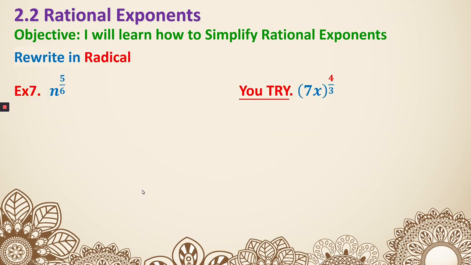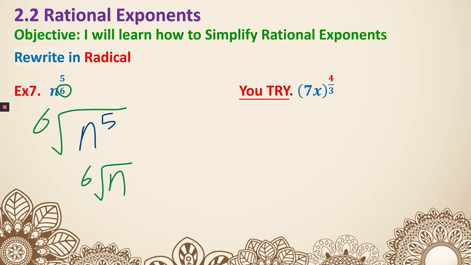Example 7. I have the 6 right there. I'm going to change it into an index, so 6 is the index. And I'm going to have everything else inside the root. So it's n to the 5th power. That's one way to think about it. Or I can just choose to deal with that 6, but I'm going to leave that 5 outside because I feel like my base is just n. So I'm going to put n inside the radical sign, but I'm going to leave that 5 completely on the outside.